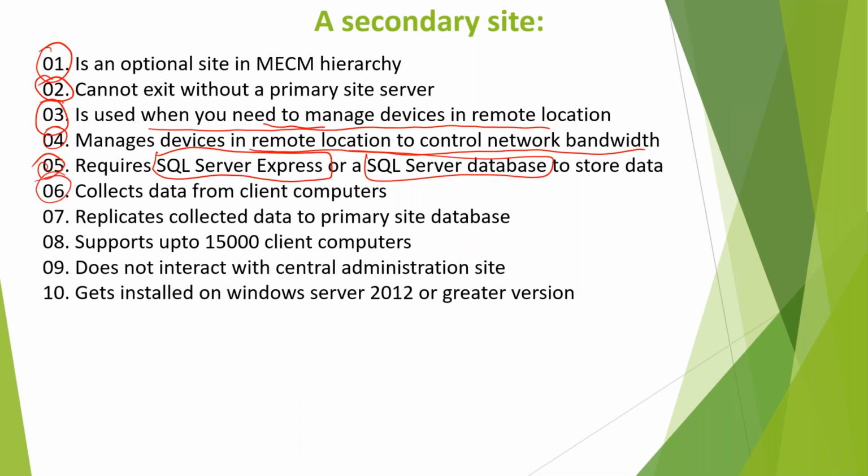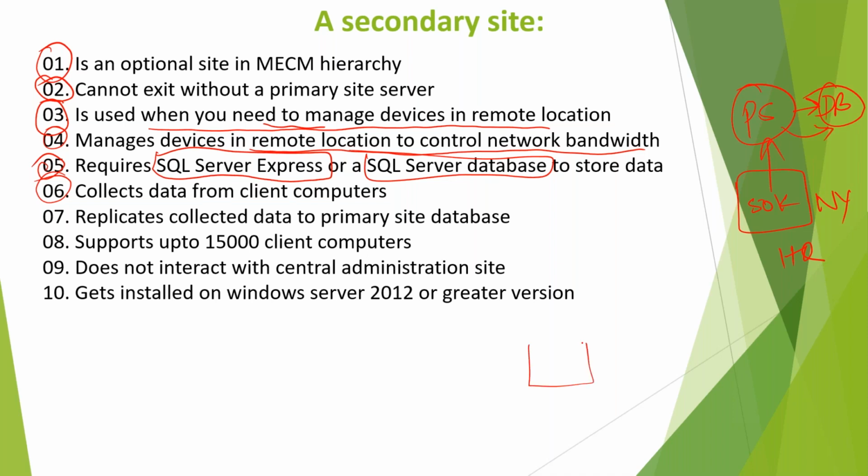Then it collects data from client machines. So you see, this is your primary site. The primary site has a database and it is in New York. It is managing 50,000 devices in the headquarter. So the primary site is collecting data from here and storing it in the database.